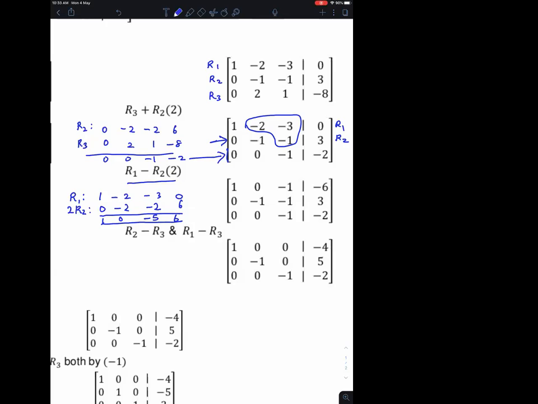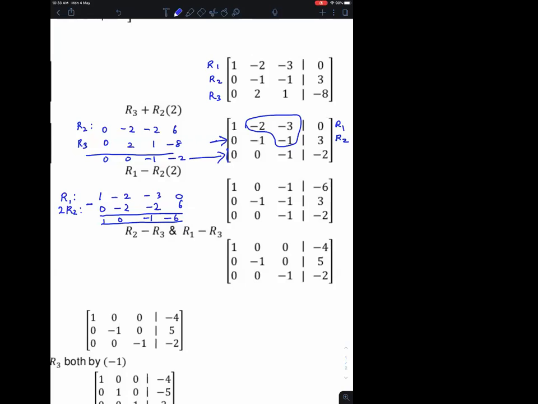Sorry, it's minus. I'm adding it, but it's supposed to be a subtraction. It says here subtract. So subtract. 1 minus 0 is 1. -2 minus -2 is 0. -3 minus -2 is -1. 0 minus 6 is -6.